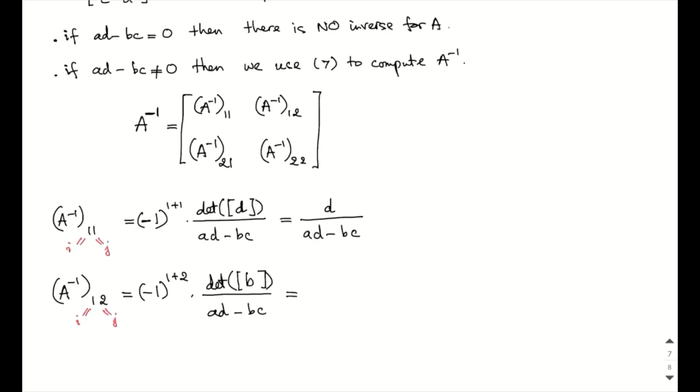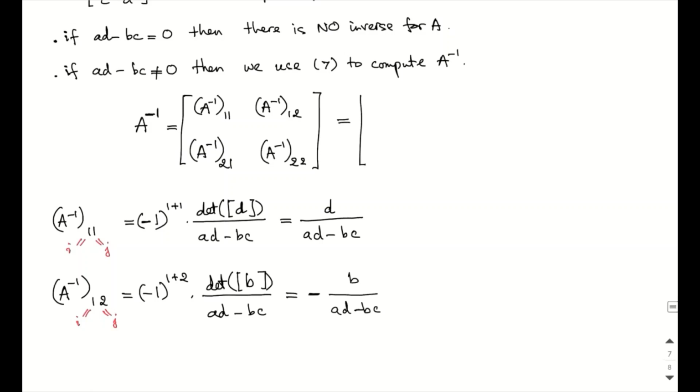And so here the sign is going to be negative because that's an odd exponent. So you are going to have a negative sign in front. The determinant of the 1 by 1 matrix that contains only B as the entry is going to be B, over AD minus BC. All right, so now we can go ahead and fill in the blanks here. So A inverse 1, 1 is going to be D over AD minus BC. A inverse 1, 2 is going to be negative B over AD minus BC.